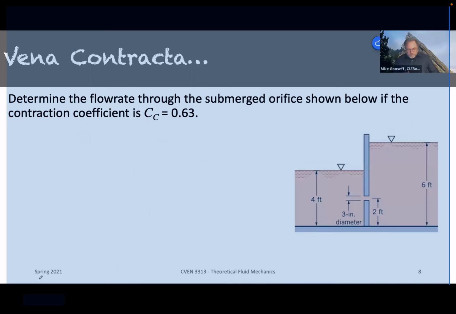Okay, so now in this problem, determine the flow rate through the submerged orifice below if the contraction coefficient is 0.63. So we expect that the higher energy, of course, is on the right-hand side, right? We have 6 feet of water stacked up, and it's going to be moving from right to left because on the left-hand side, we only have 4 feet stacked up. So we have higher energy. We always go from high energy to low energy.